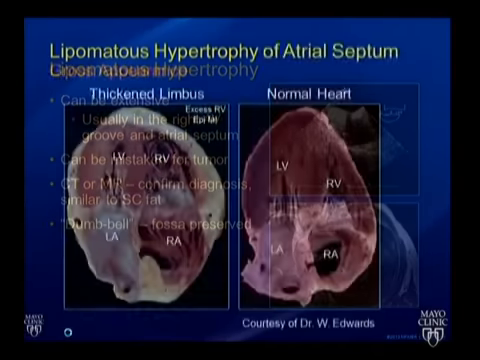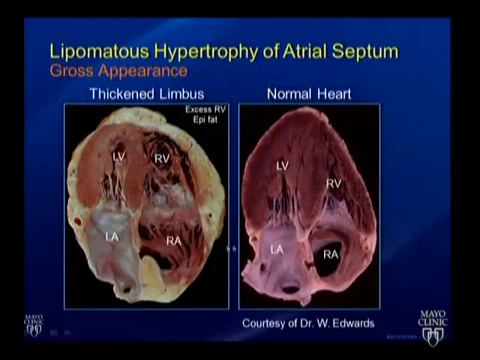You won't be mistaken. And you can see a normal heart has a little bit of fat in the superior and the inferior limbus, and you can see that they not infrequently, especially with age, will lead to massive hypertrophy of the superior limbus of the fossa ovalis. And they're often associated with patients that have a lot of other epicardial fat in addition.